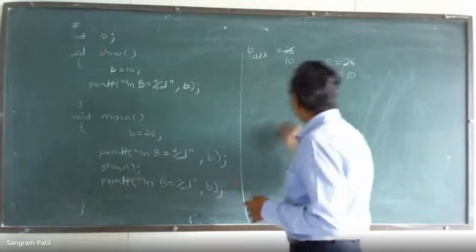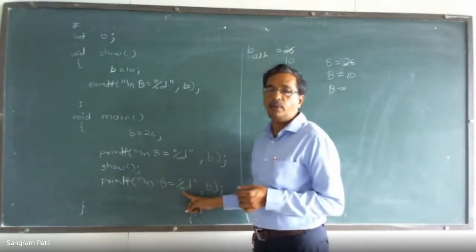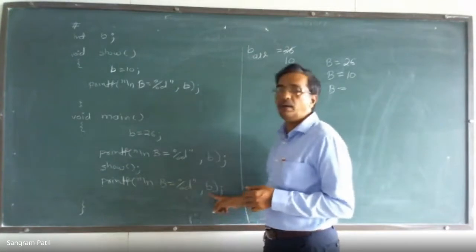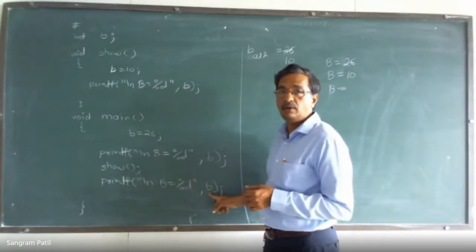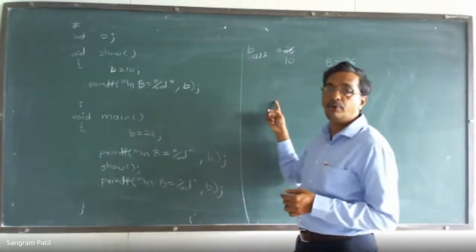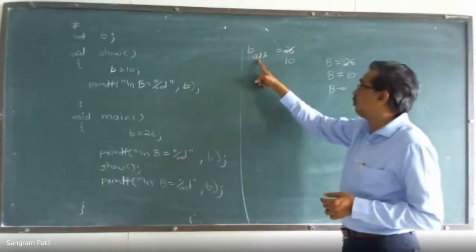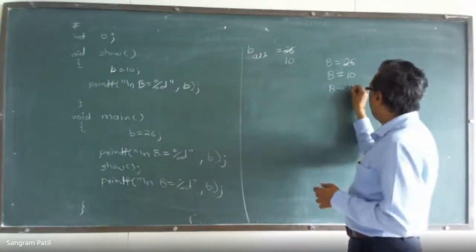Again, print that b is equal to percentage d. Print one number. Which number? The number which is present in b. So it will check whether b is declared for main. No, b is not declared for main. So it will check whether b is declared as a global. Yes, it is declared for global. What is the value? 10. So this will print 10.